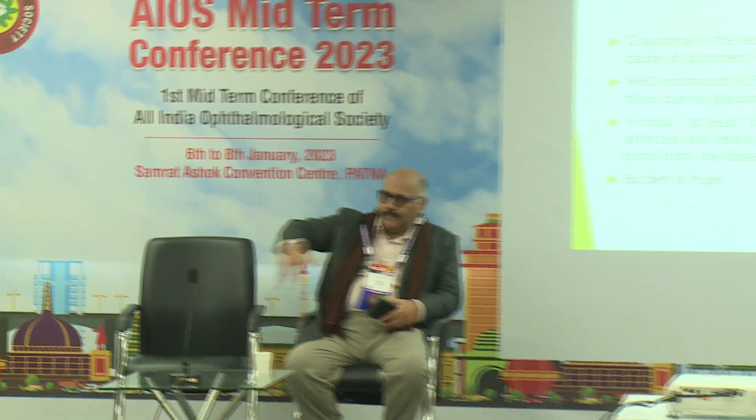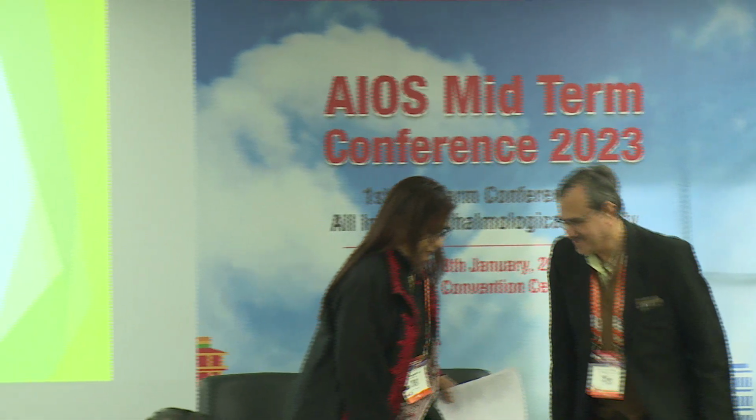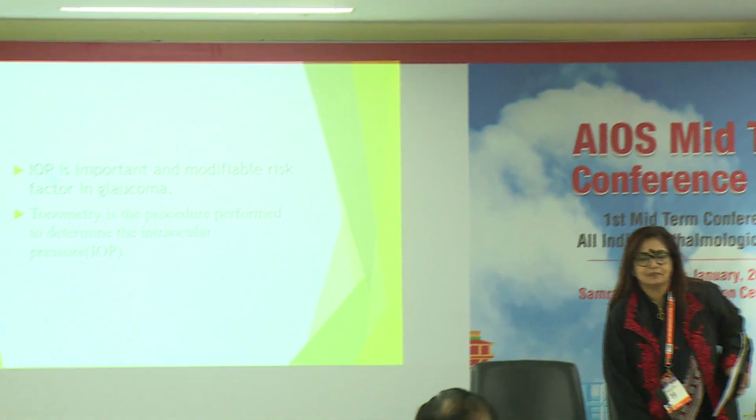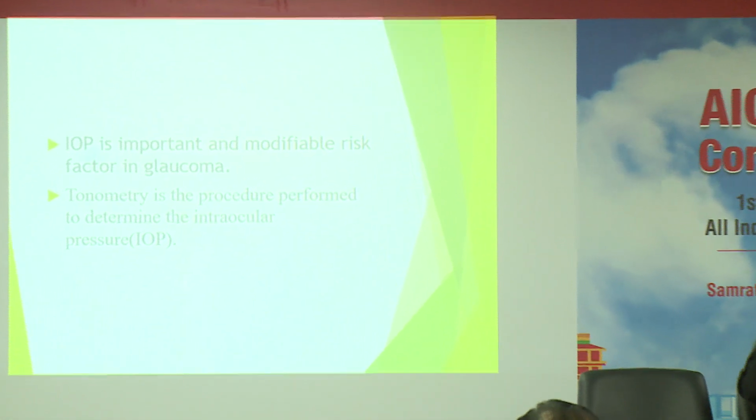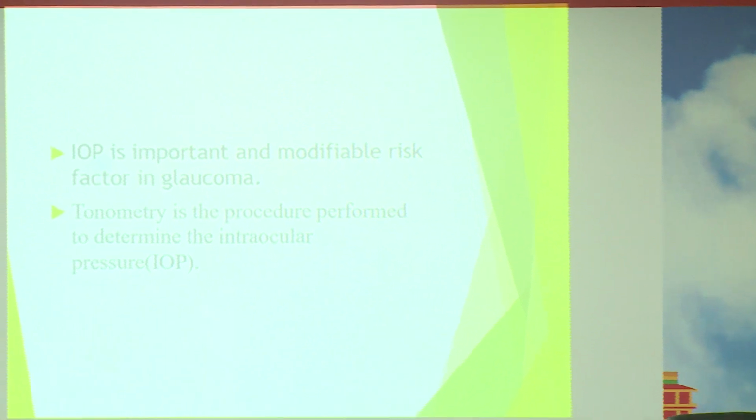Glaucoma is the second most common cause of blindness worldwide. And in India, at least 12 million people are affected by it, and nearly 1.2 million people are blind from the disease. So the burden is huge. IOP is an important and modifiable risk factor in glaucoma, and tonometry is the procedure performed to determine the intraocular pressure.